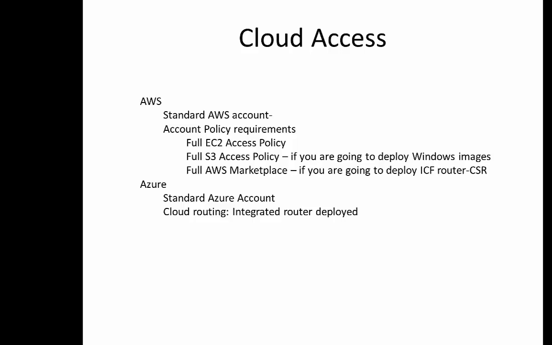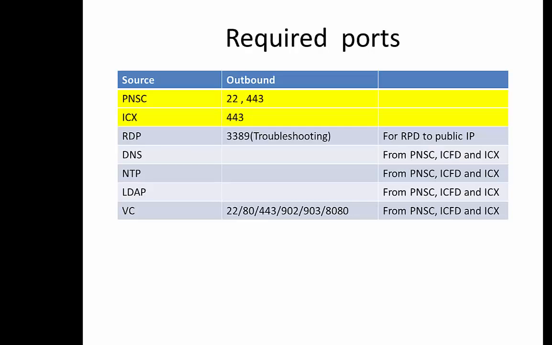So you have to attach those things manually. I'll show that once I deploy it. Azure is standard. An Azure account will give you everything, and for routing we use the integrated gateway, we call it. What are the ports you need to open? Pretty much two ports, 22 and 443. 22, and if you want to narrow it down, you can do it from the source, PNSC 22 and 443, and ICX is 443 outbound.